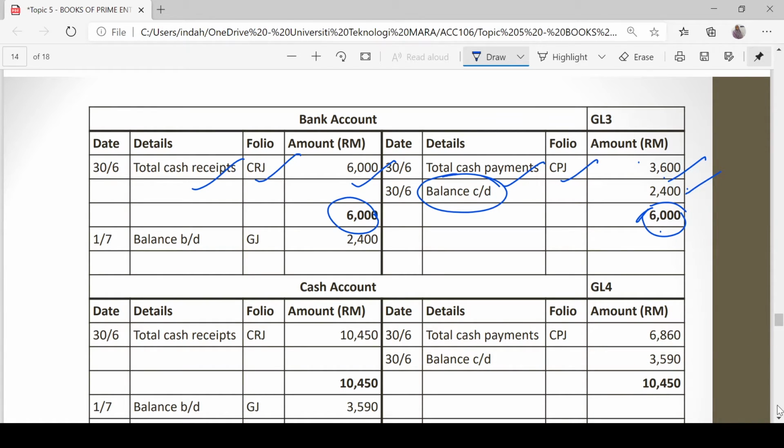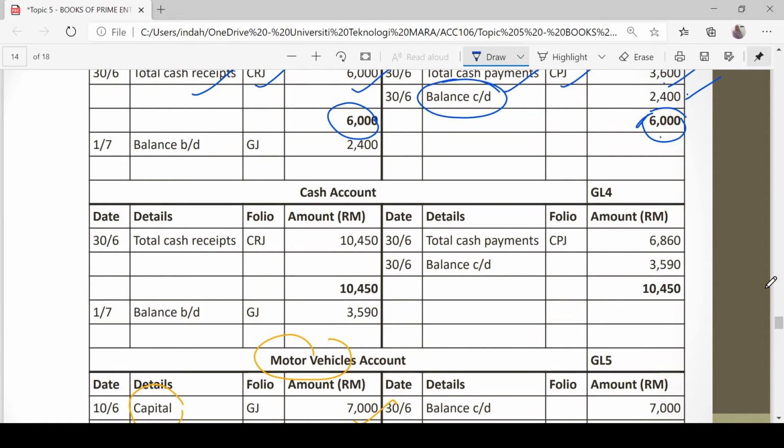Next, similarly for the cash account, we are going to do the same thing. Total from the cash receipt journal is the total cash receipt, 10,450. For the total cash payment from the cash payment journal, 6,860, and then we can immediately calculate. We total up both sides of the account. Any difference, we pick the higher one as the total. The difference with the lower total, which is on the credit side, will become the balance c/d at the end of the month, 3,590.